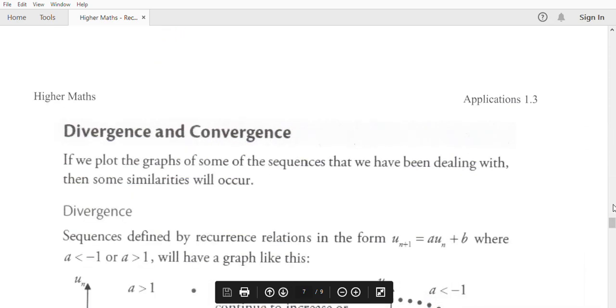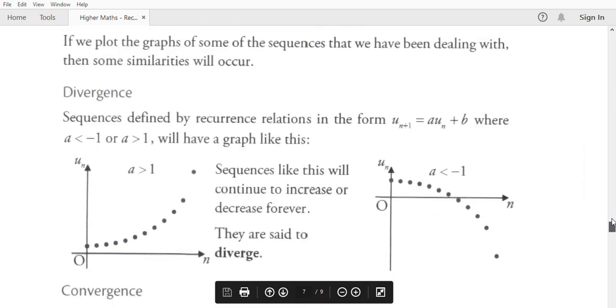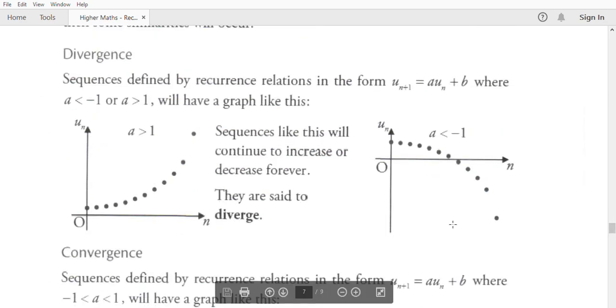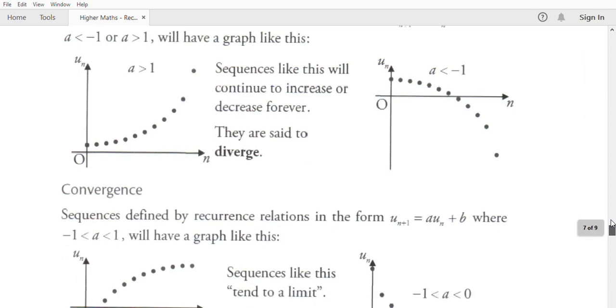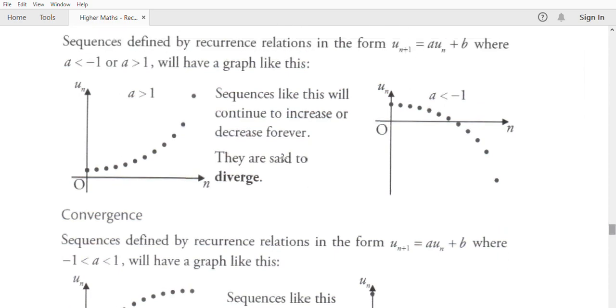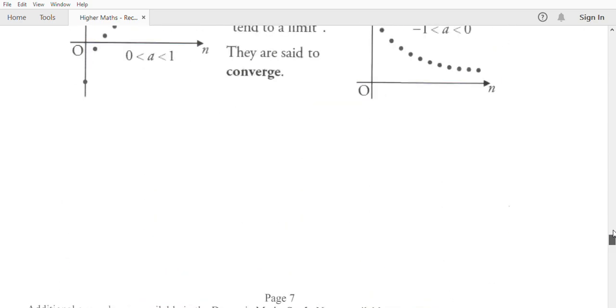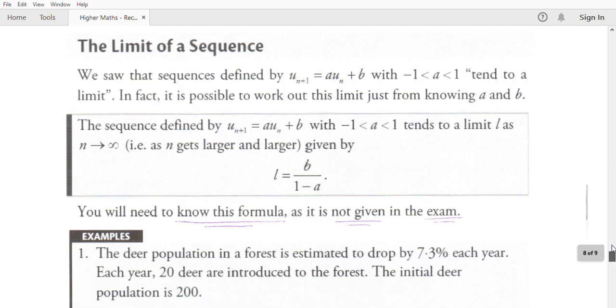So if our value of a is between negative 1 and 1, there will be a limit. If a is greater than 1 or less than negative 1, there will not be a limit. Okay. So down on page 8 of our notes.